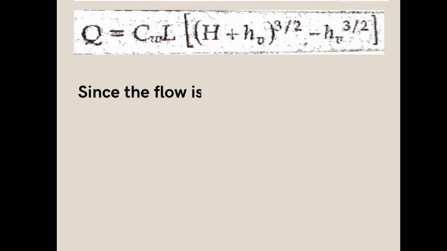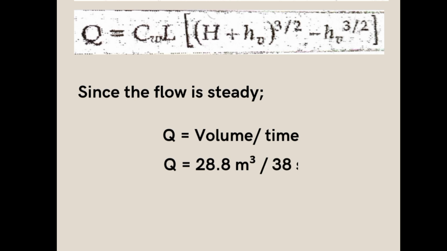And since the flow is steady, we can use Q equal to volume over time to solve for the flow rate or discharge. And we can now substitute the given values in this formula. Flow rate is equal to 28.8 cubic meters divided by 38 seconds. And now, we have the value of flow rate which is 0.7579 cubic meters per second.